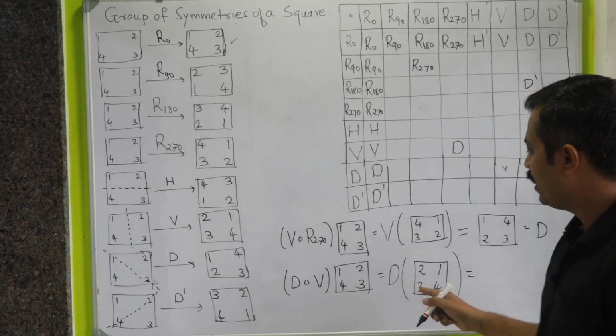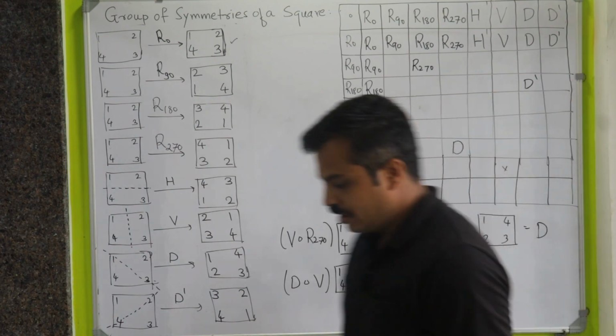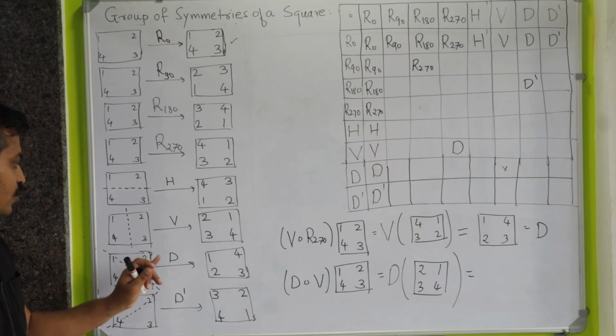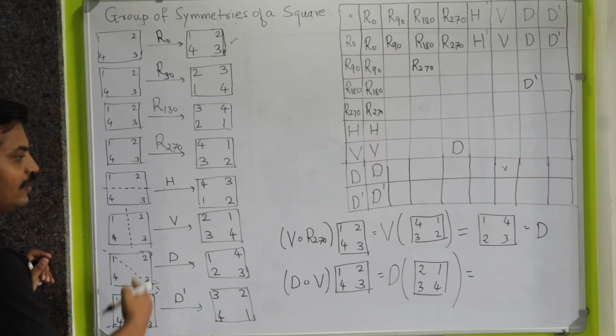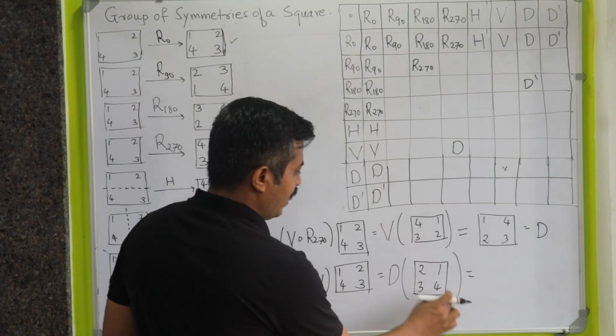Now we have to operate D on this square right here. In order to do it, what is the job of D? The job of D is to rotate the square around the main diagonal. So this is our main diagonal, right?